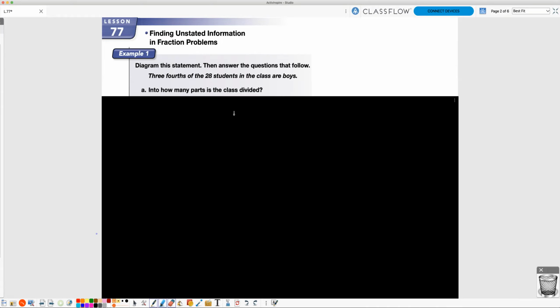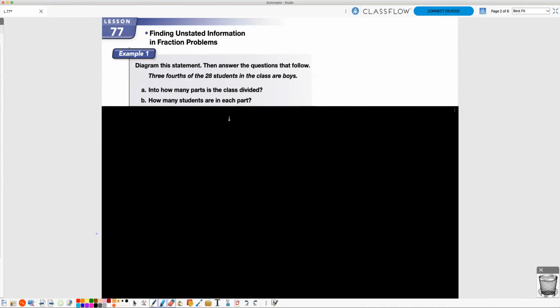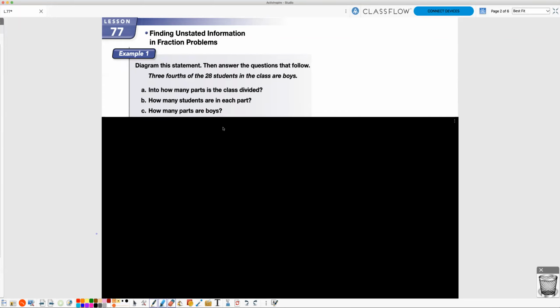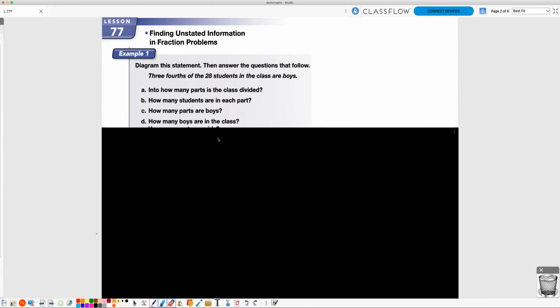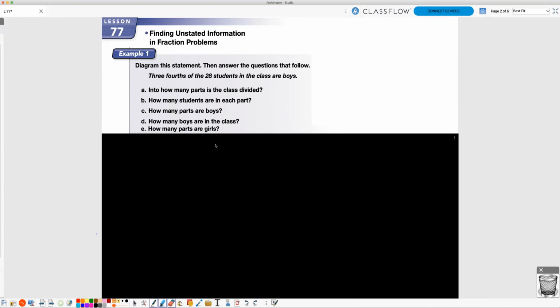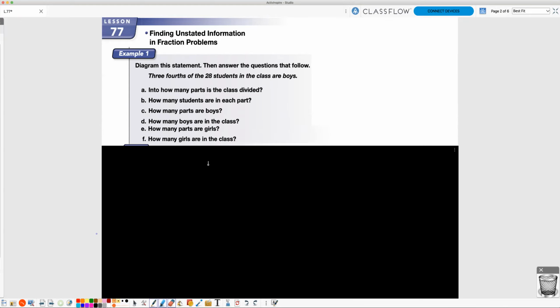How many parts is this class divided? We're going to answer how many students are in each part, how many parts are boys, how many boys are in the class, how many parts are girls, and how many girls are in the class. So in order to start this, we can look at this first question again. Into how many parts is the class divided?